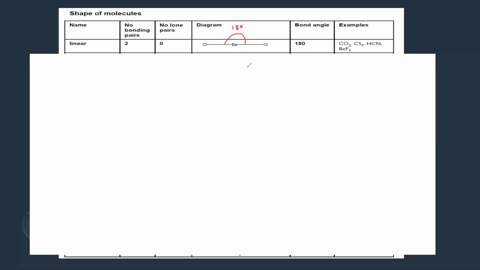Look, when we predict the geometry or the shape, if double bonds or triple bonds are there, they are always considered as a single bond when predicting the geometry.